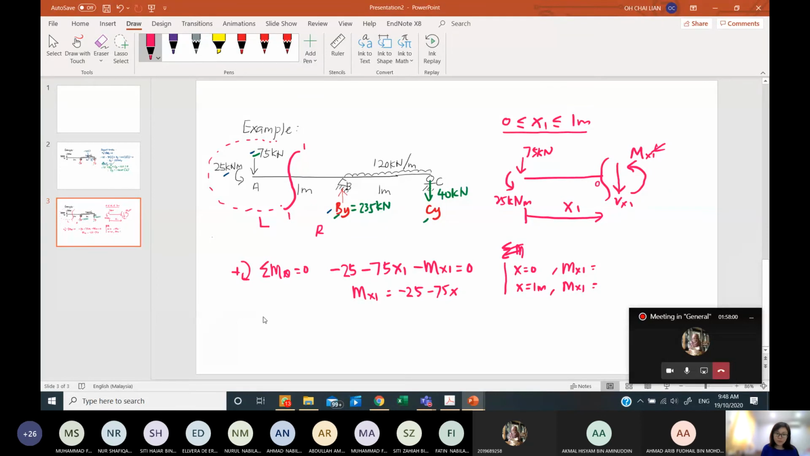Next, I will move to the shear force equation. We use summation Fy equal to 0, and my assumption is upward. I have 75 going down, and I also have Vx going down, equal to 0. So you can get your shear force equation, which is negative 75. If x equals 0 or x equals 1, both will give you Vx equal to negative 75.